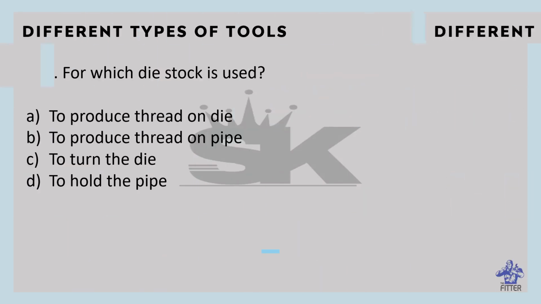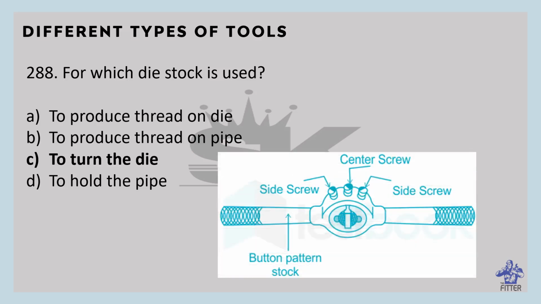Okay, for which is die stock used? It is used to turn the die. You can see here in the image. Die stock is used while hand threading for managing the die, and it is used to turn the die. Dies are used to form or cut a thread on the outside of rods or bars.